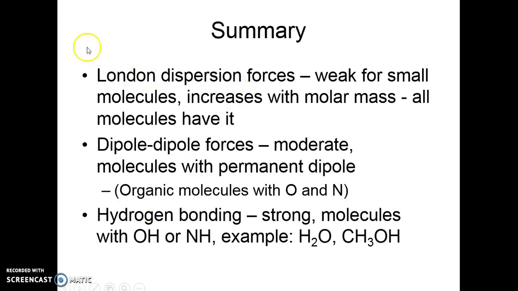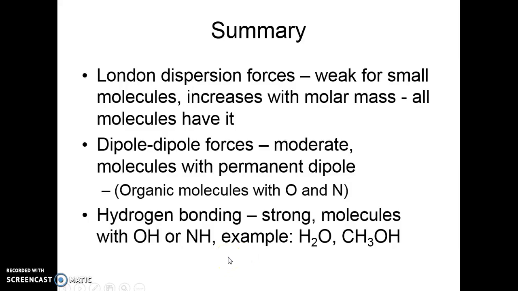So to summarize this, London dispersion forces are weak for small molecules. However, if you get a very large molecule, it increases with molar mass, so you can get a large London dispersion force with a large molecule. Dipole-dipole forces are moderate forces, and they're found in molecules with permanent dipoles. Organic molecules that have oxygen and nitrogen have permanent dipoles. Hydrogen bonding is the strongest of the intermolecular attractive forces, and we find it in molecules that have an OH bond or an NH bond, like water, methanol, ammonia.